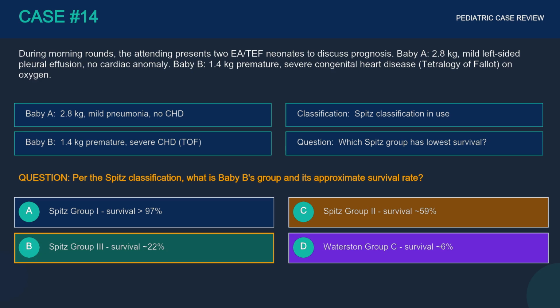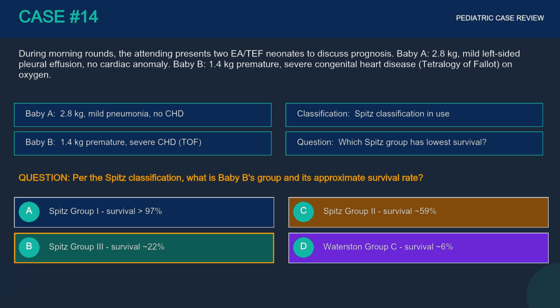Case 14. During morning rounds, the attending presents 2 esophageal atresia and tracheoesophageal fistula neonates to discuss prognosis using the Spitz classification. Baby A weighs 2.8 kilograms, has a mild left-sided pleural effusion, and no cardiac anomaly. Baby B weighs 1.4 kilograms and is premature with severe congenital heart disease in the form of tetralogy of Fallot and requires supplemental oxygen. The question is, according to the Spitz classification, what is baby B's group and its approximate survival?